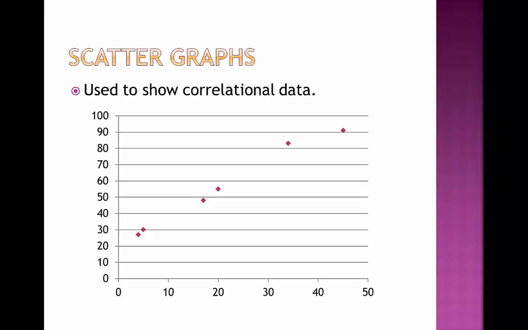or it can be negative, where it is the complete opposite, and instead the plots run from the top left-hand corner down to the bottom right-hand corner. Or there can be no correlation, where the plots are scattered all along the graph, meaning there's no valid conclusion we can take from this graph.